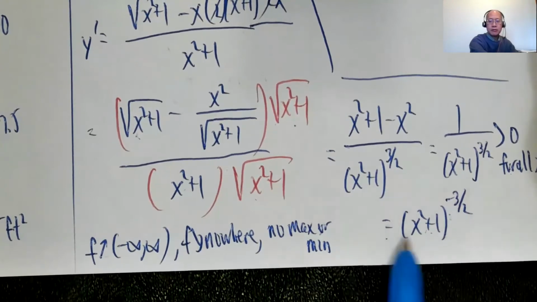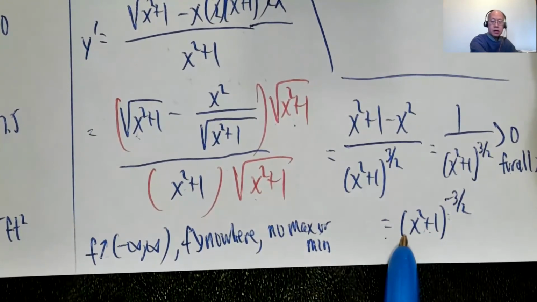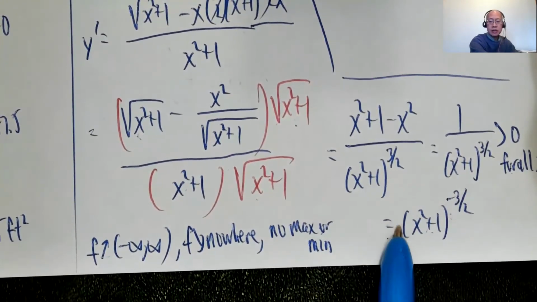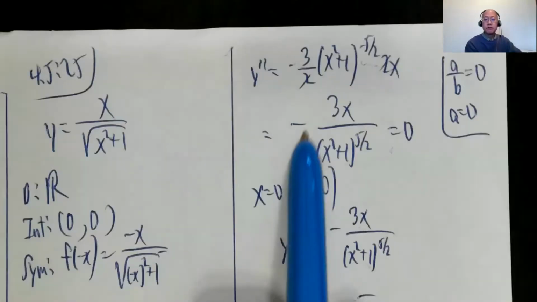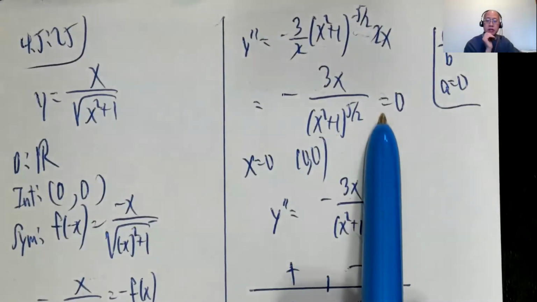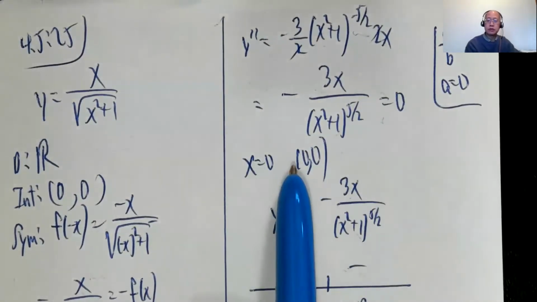Now for the second derivative, it's best to look at this. So the double prime is -3/2 (x squared plus 1) to the -5/2 times 2x, which is this thing. Set that equal to 0. That means the numerator is 0, which means x equals 0.